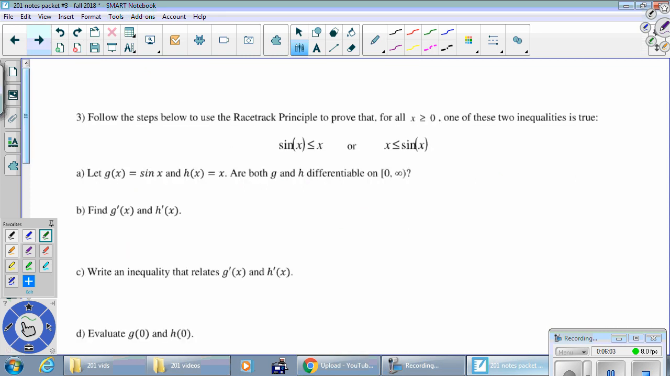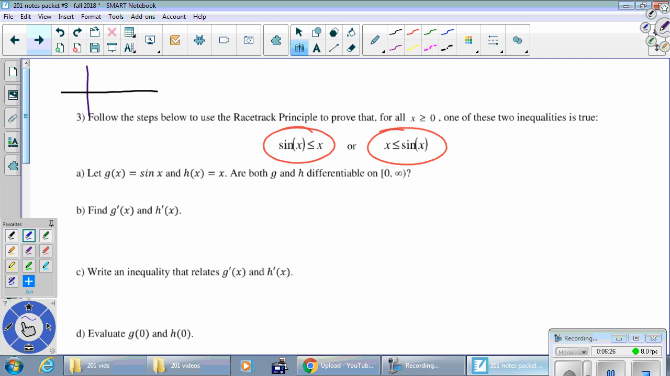Okay, we're going to use the racetrack principle to prove that for x bigger than or equal to 0, one of these two things is true. Either sine of x is less than or equal to x, or x is less than or equal to sine of x all the time when x is bigger than or equal to 0. Hopefully, if you think about the graphs of sine of x and x, you should be able to convince yourself that one of them certainly cannot be true.